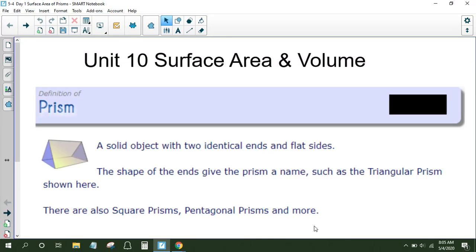Hello, Mustangs. We are starting Unit 10 today. Unit 10 is all about surface area and volume of three-dimensional figures.